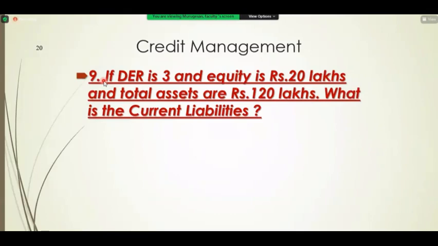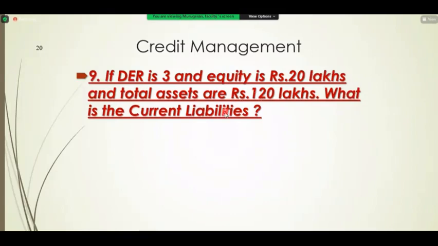Now, all of you take a small notepad. You can join with me. This side, liability you put, only 2 lines. This side you put assets. So here, equity is 20 you put, the debt is 60 you put, and the total liabilities are 120 you put, because total assets are 120 means total liabilities are also 120.